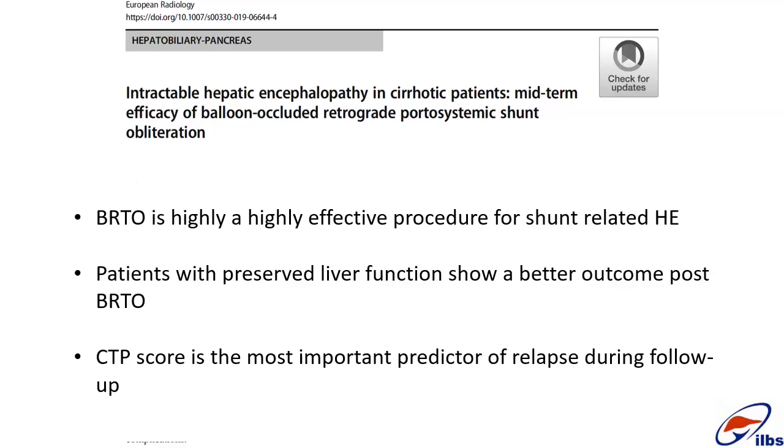We also got to know that the CTP score is the most important predictor. Before that, it was said that patients who were not eligible for TIPS, and especially CTP-C patients, can get BRTO. But we saw that no, even in a patient who has advanced liver disease, if you do a BRTO, there are chances of liver failure. So BRTO is not safe in patients with advanced liver disease. And that was a myth which was thought previously in the 2010 era.